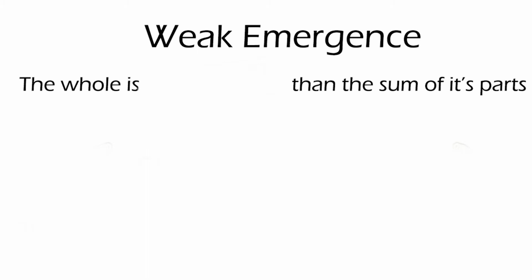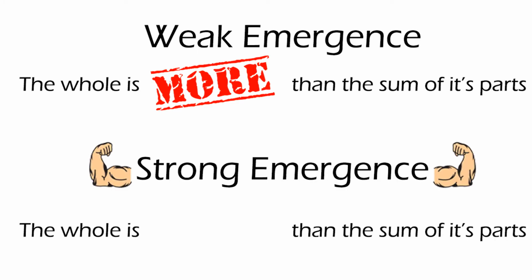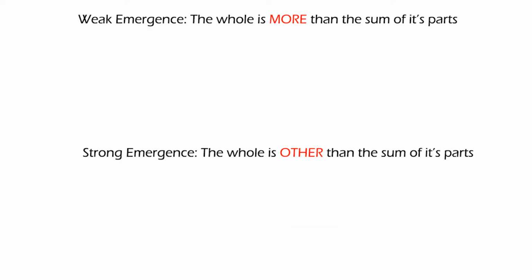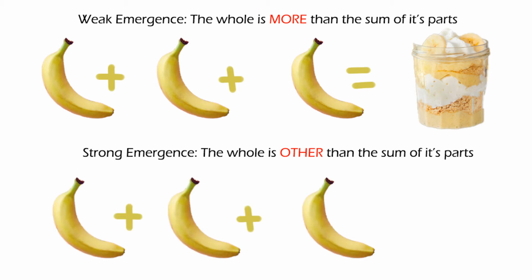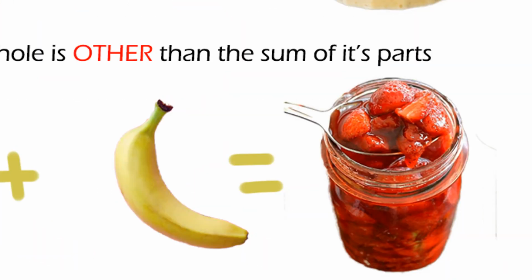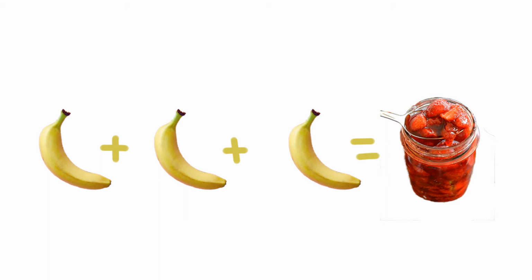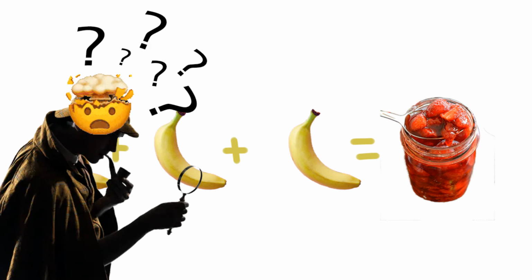Now let's look at the two different kinds of emergence, weak and strong. We already talked about weak emergence, which is when the whole is more than the sum of its parts. But strong emergence is when the whole is other than the sum of its parts. A whole being more than the sum of its parts is like a banana plus a banana plus a banana equals banana pudding. But the whole being other than the sum of its parts is like if a banana plus a banana plus a banana made strawberry jam. Strong emergence forms something completely new. And nobody, not even Sherlock Holmes, can predict how it came to be.